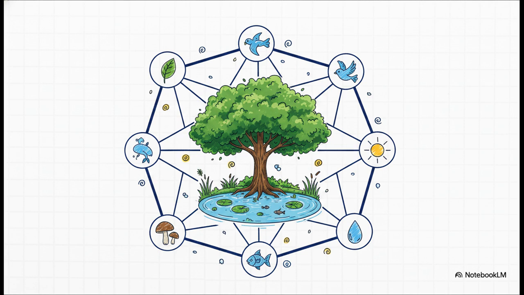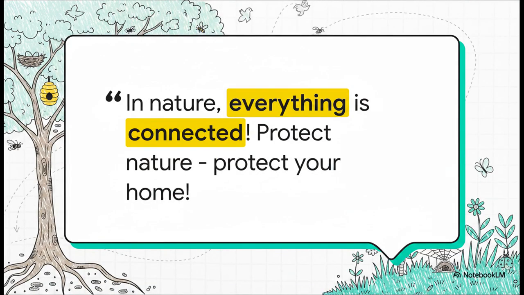These connections give the more fragile organisms the exact conditions they absolutely need to survive. It's the glue that makes nature's ecosystems and animal communities stable and resilient. Honestly, when one species helps create living conditions for another, it supports this incredibly complex, beautiful web of life. It literally makes nature stronger. Which brings us to a really powerful thought I want to leave you with today. In nature, everything is connected. Protect nature, protect your home.